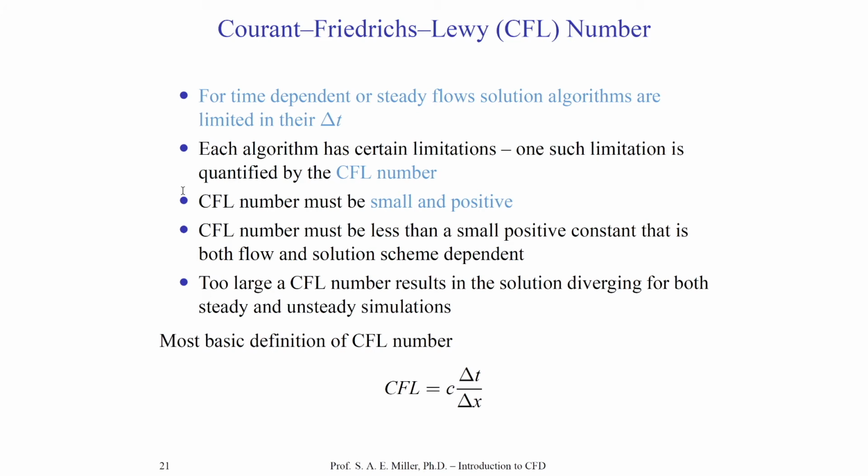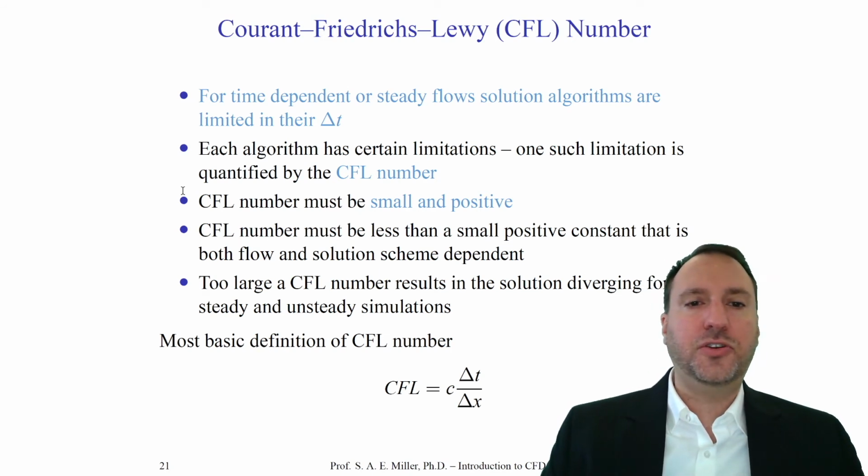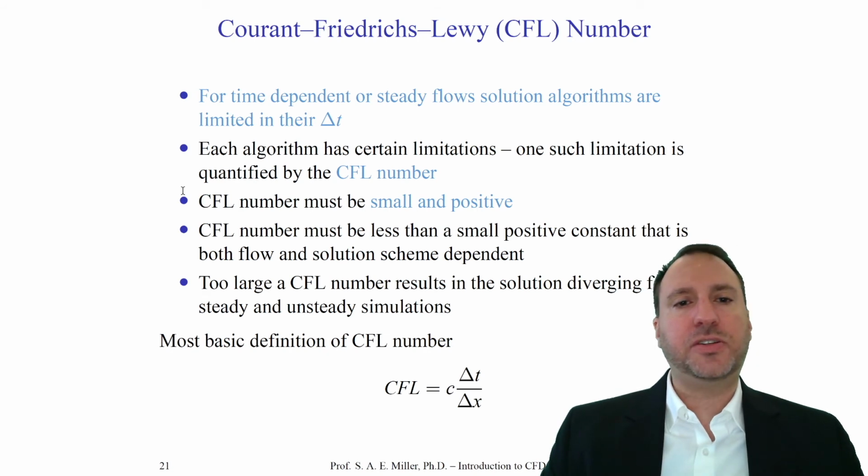The CFL number must always be positive, and typically the values are around unity. In my experience, it ranges between maybe 0.2 and 2 for explicit schemes. For implicit schemes, it might be anywhere from 1 to 10 or 1,000. It depends, and only with practice and understanding the particular solver and solution you're looking at will you be able to really find CFL numbers.